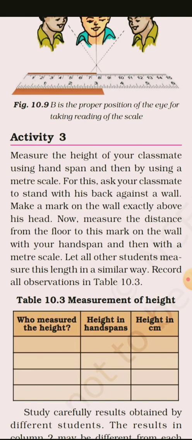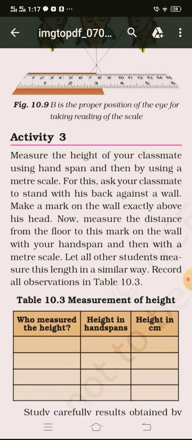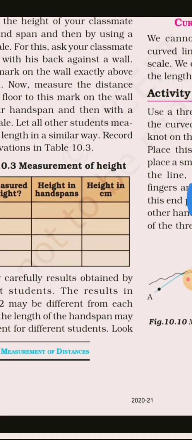आपको क्या करना है, टेबल 10.3 के अंदर ये आपको इसको फिलअप करना है. इसमें क्या करना है, हू मेजर्ड द हाइट, और इसमें हैंड स्पैन की हाइट लिखनी है और हैंड स्पैन के थ्रू हाइट लिखनी है, और इसमें क्या करनी है, इन सेंटीमीटर में इसकी हाइट लिखनी है. Study carefully the results obtained by different students. The results in column 2 may be different from each other as the length of a hand span may be different for different students.